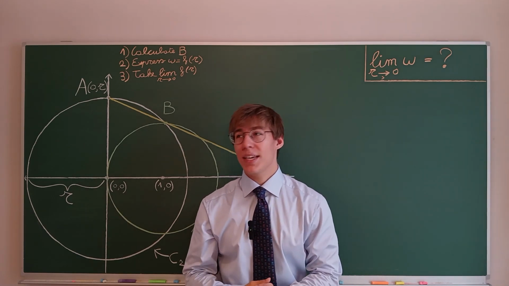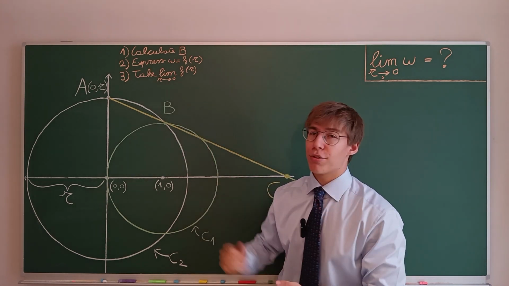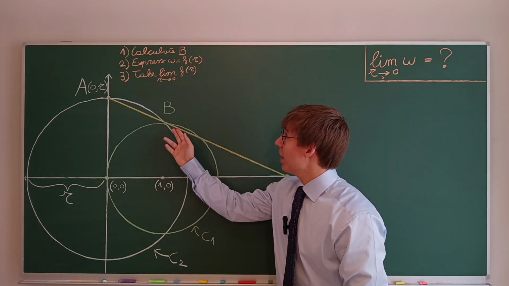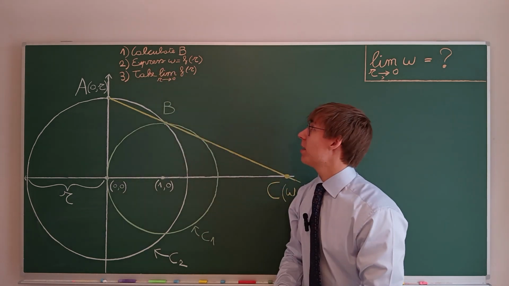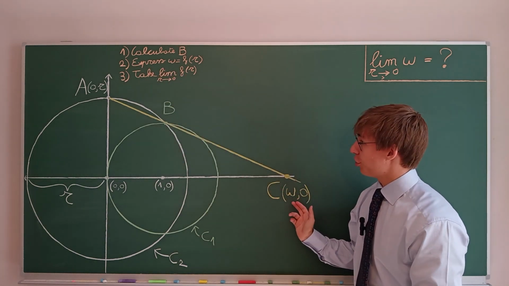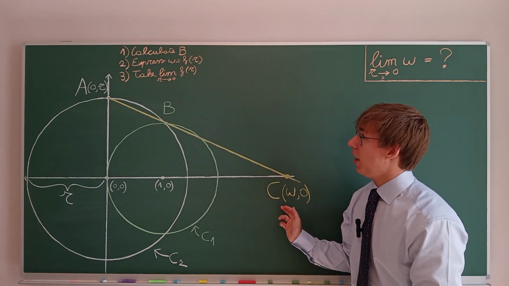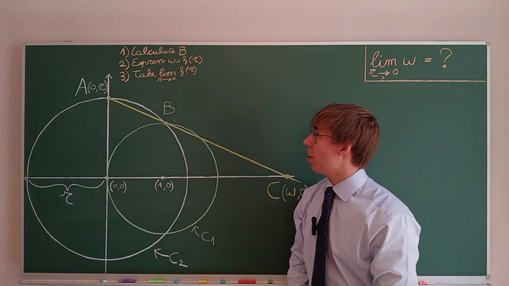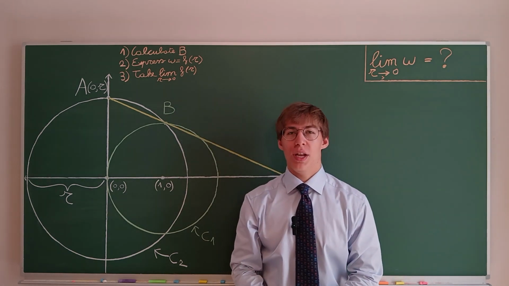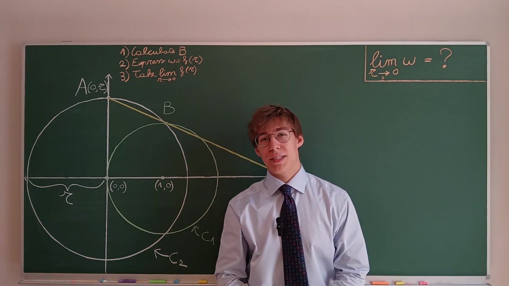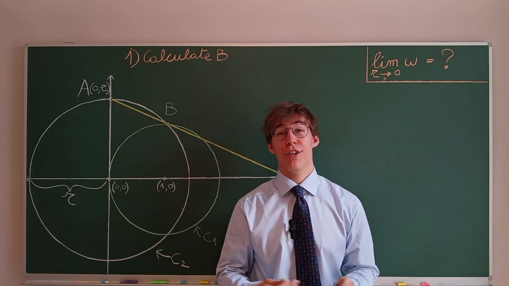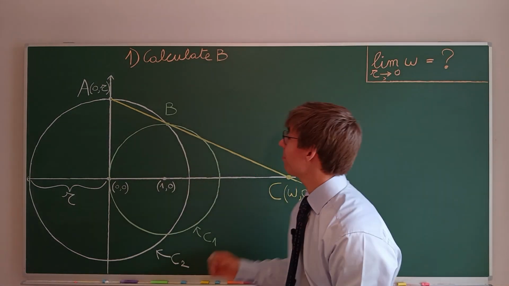The steps we will take is we will first, of course, calculate B, then try to express omega as a function of r, and then take the limit when r goes to 0 of this function f of r. And we hope that isn't too hard. So first, let's calculate B.